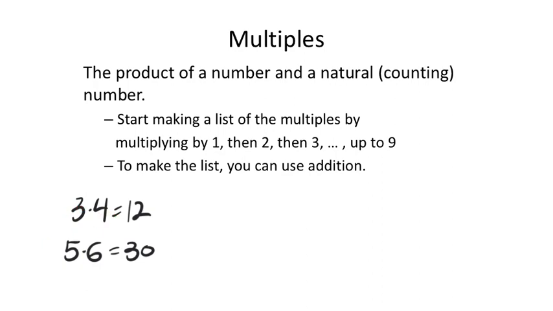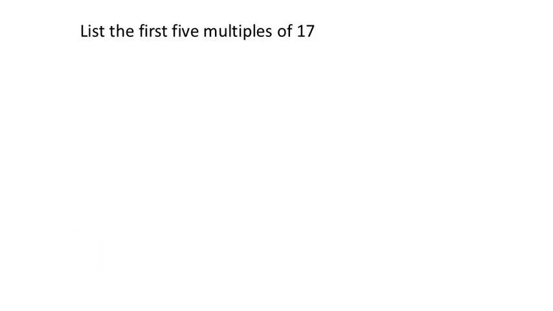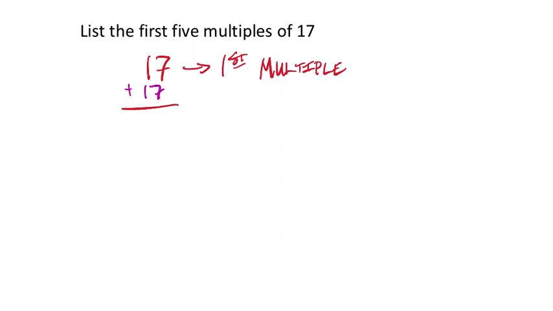Factors, there's 2 factors in every multiplication problem, or more. There could be more. So this is the first 5 multiples of 17. Well, 17 is its own first multiple. Okay, so there's our first multiple. Now, if I want the second multiple, which I do, then I would simply add 17 to 17. So 7 plus 7 is 14, carry the 1. 1 plus 1 plus 1 is 3, and this is my second multiple.